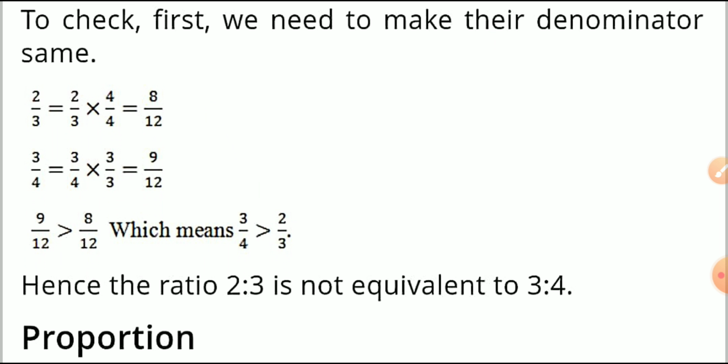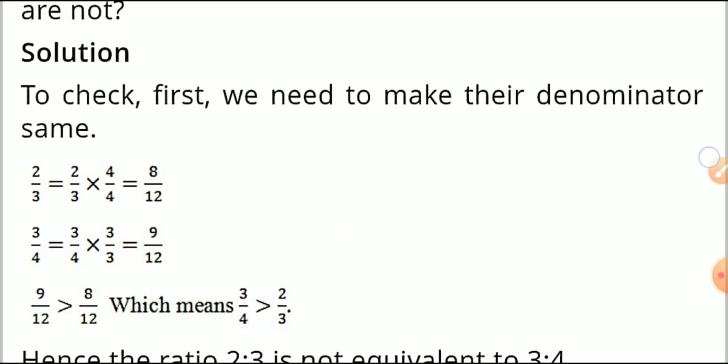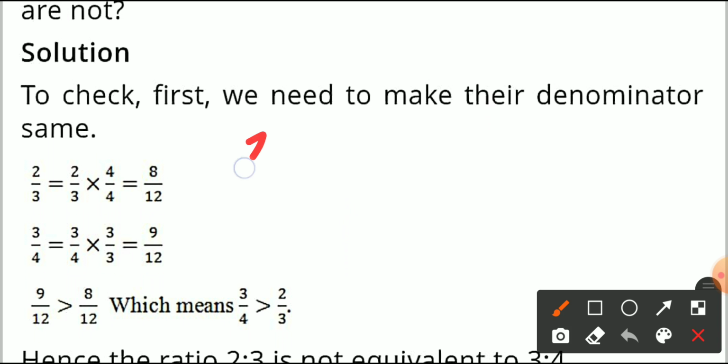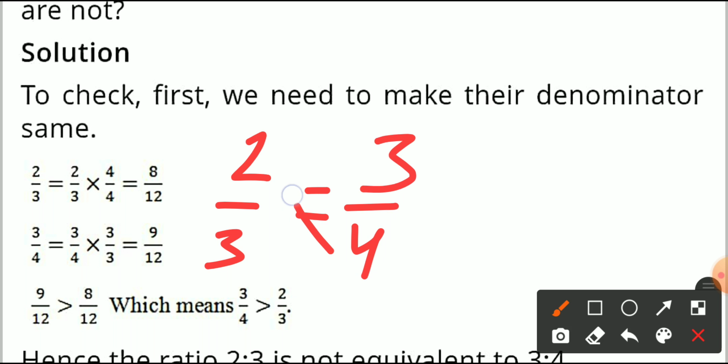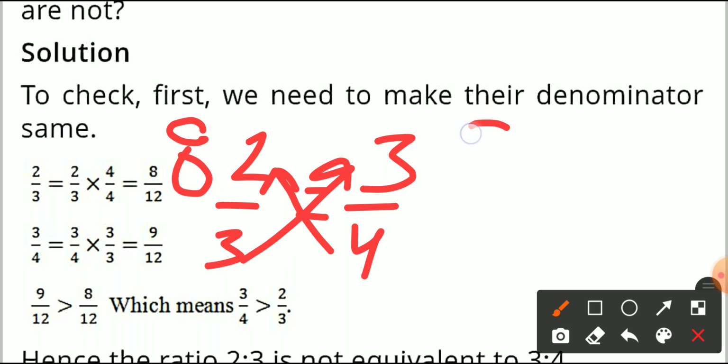There is another method, cross multiplication. To check this, we can use the cross multiplication method. I'm showing you here: 2 upon 3 is the first and 3 upon 4 is the second. Multiply 2 with 4, what do you get? 8. And 3 with 3, what do you get? 9. Here we get 8 and here we get 9, so they are not equal. That's why we can say that these two ratios are not equivalent.